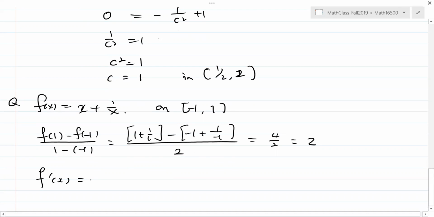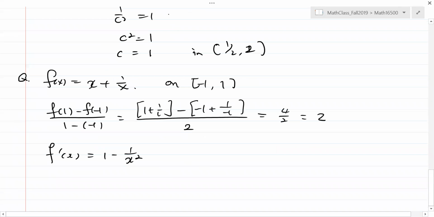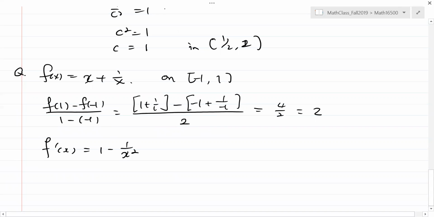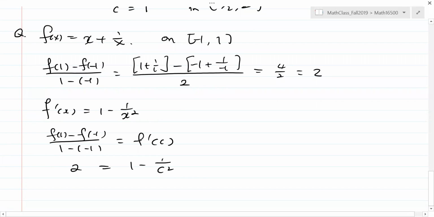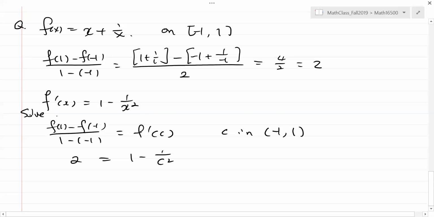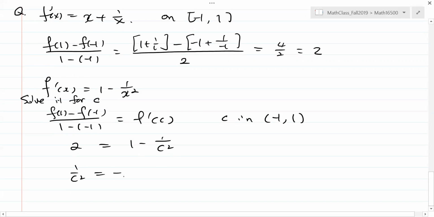And then I look at the derivative. It's 1 minus 1 over x squared. No problem. I know f of 1 minus f of negative 1, divided by 1 minus negative 1, should be equal to f prime of c, right? So that means 2 should be equal to 1 minus 1 over c squared. Let's try to see if we can find such c, where c is in the interval from negative 1 to positive 1, if the mean value theorem is true for this function. Let's solve this equation for c. Then 1 over c squared equals negative 1, so c squared equals negative 1. No solution.